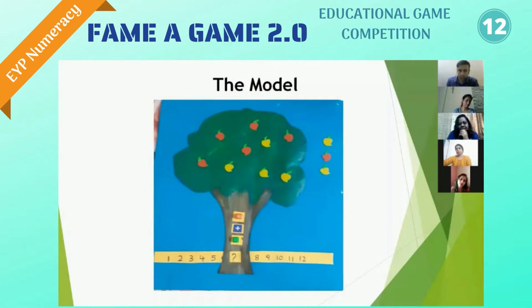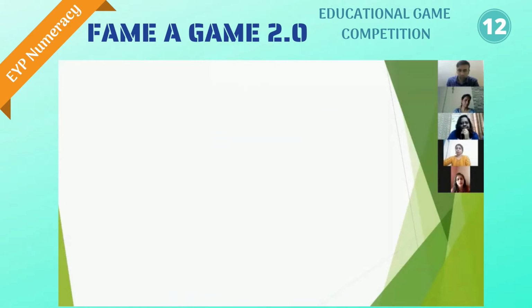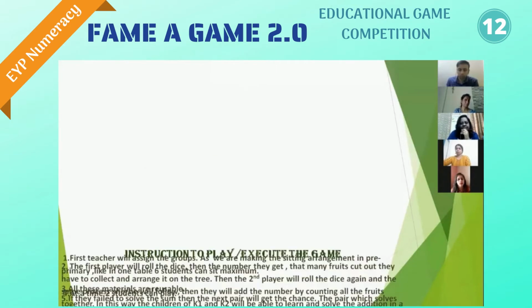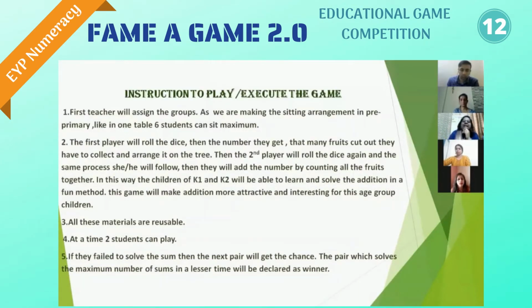This will be the model. First I will explain how the game will work. After that, we are going to show a demo of how to execute the game. First, the teacher will assign the groups, as in the sitting arrangement in pre-primary. In one table, 6 students can sit at maximum for this game, but normally we make 4 sit, because we need 2 players in each team.